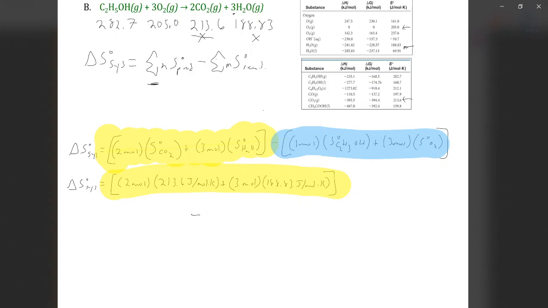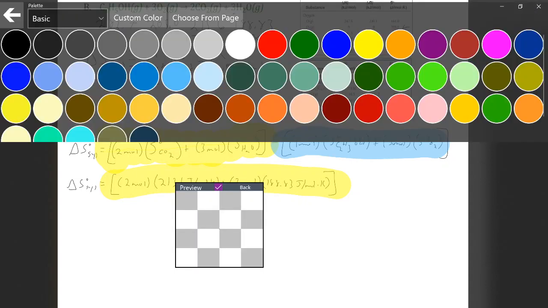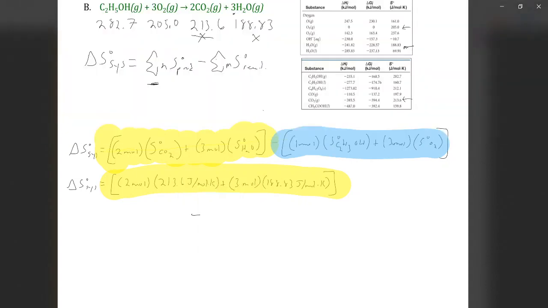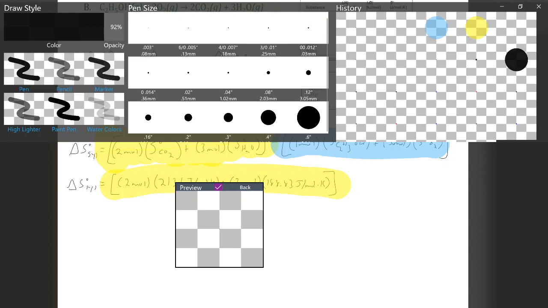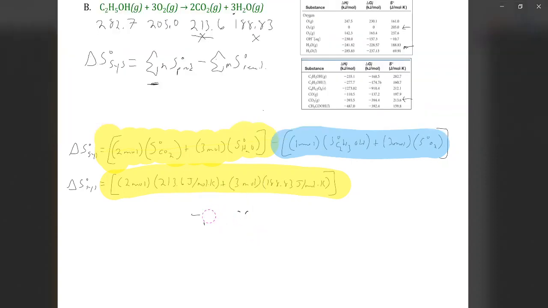Let's grab our other color. There we go. Okay, so now let's fill in the rest of the equation. So now we're going to say 1 mole times, I'm using a different color or a different size, aren't I? Let's stick with the same one. So times 1 mole times S naught of ethanol, 282.7 joules per mole Kelvin.